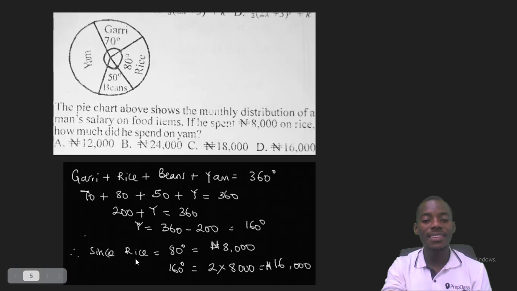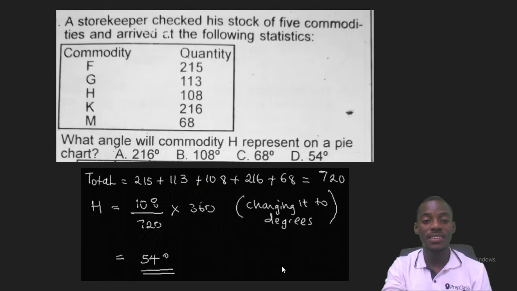Now since rice is 80 degrees, and 80 degrees for rice is 8,000, then 160 is double. It's just because 2 times 80 is 160, right? Now it's double, so that means this money will double. It will become 2 times 8,000, and that will become 16,000 for yam, and that is just it. The answer is D, 16,000.